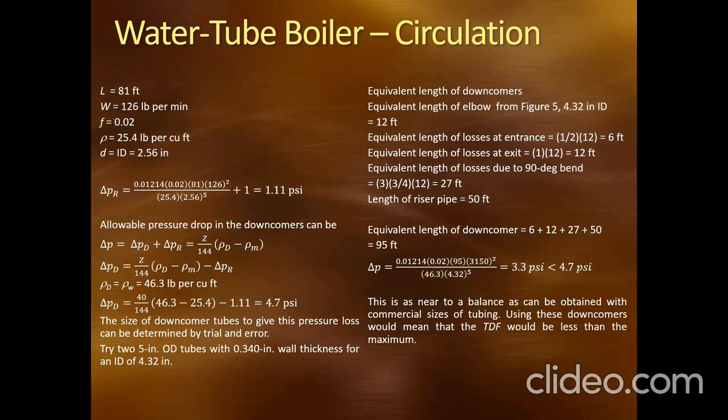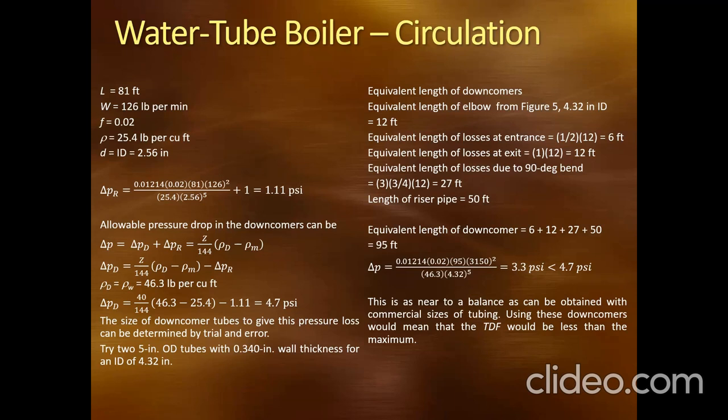Try 2 5-inch OD tubes with 0.34-inch wall thickness, for an ID of 4.32. So, the equivalent length of the downcomers: the equivalent length of an elbow from figure 5 for 4.32 inches is 12 feet. The equivalent length of losses at the entrance is 1/2 of 12, which is 6 feet. The equivalent length of losses at the exit is 12 feet. The equivalent length of losses due to 90 degree elbows is 3 times 3, 4 times 12, which is 27. The length of the riser pipe is 50. So, the equivalent length of the downcomer is 6 plus 12 plus 27 plus 50, which is 95 feet.